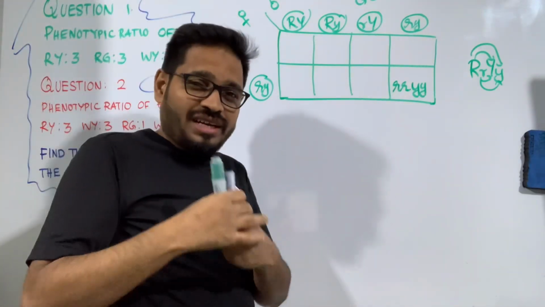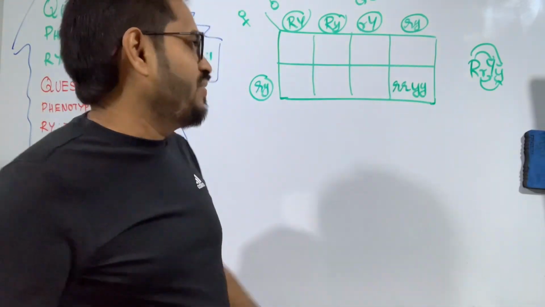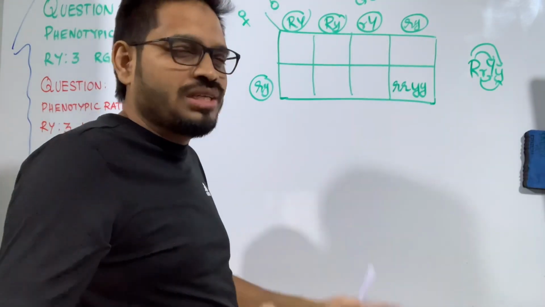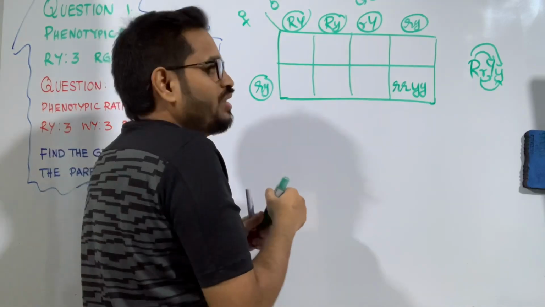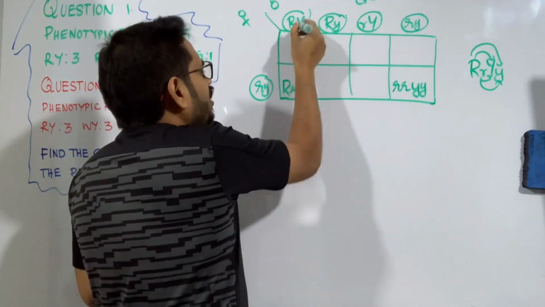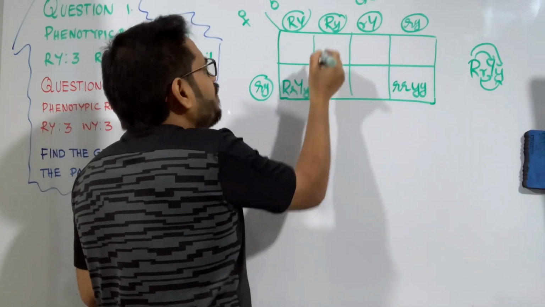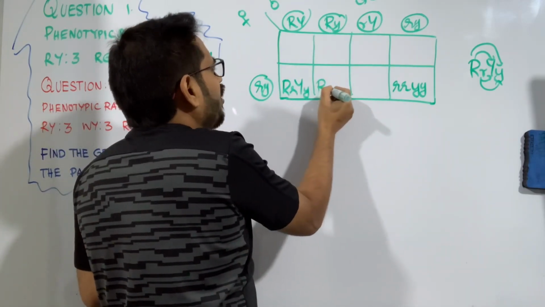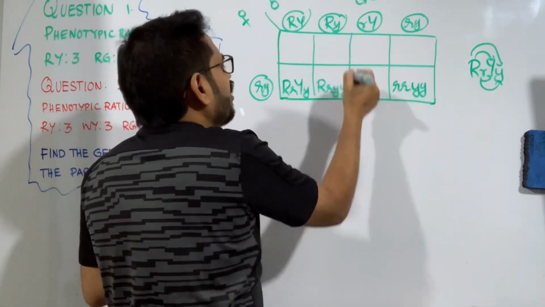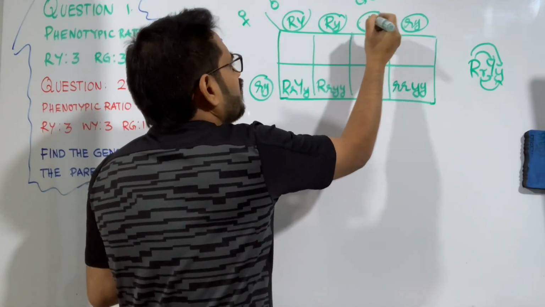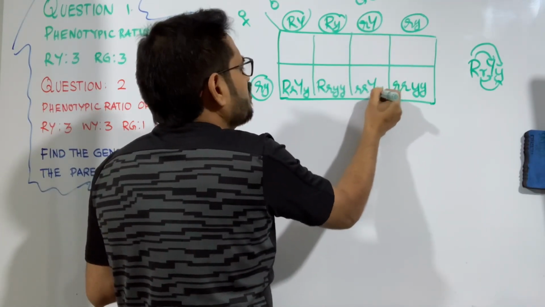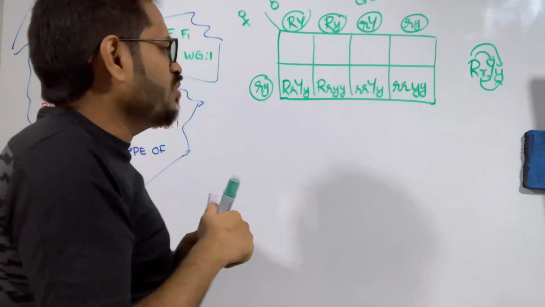Once you have cleared this, step number 5, we can write these 4 columns, these 4 boxes, without any trouble now, because we already have all the gametes to make up that. Here we go, capital R, capital Y, small y. Let's go for the second one, capital R, small y, small y. Third one, small r, capital Y, small y, and fourth is small r, small y, small y.